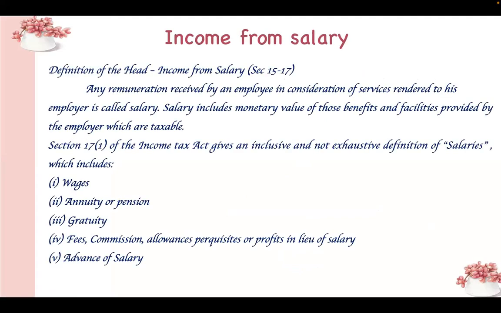Definition: any remuneration received by an employee in consideration of services rendered to his employer is called salary. Salary includes the monetary value of those benefits and facilities provided by the employer that are taxable.